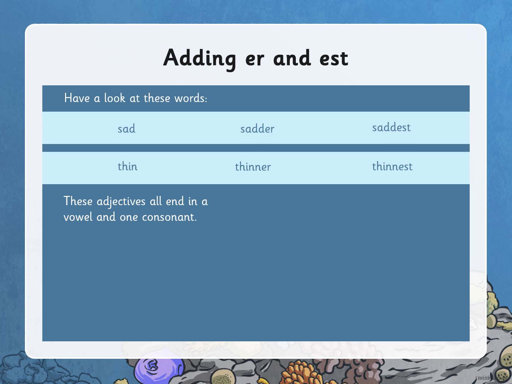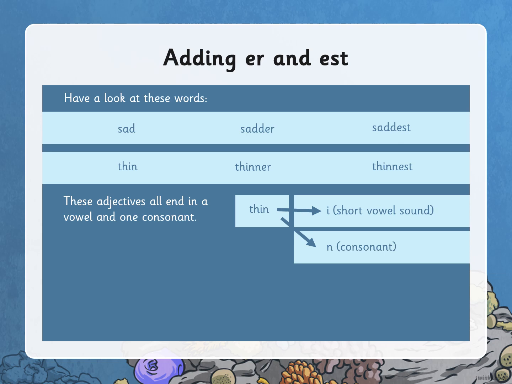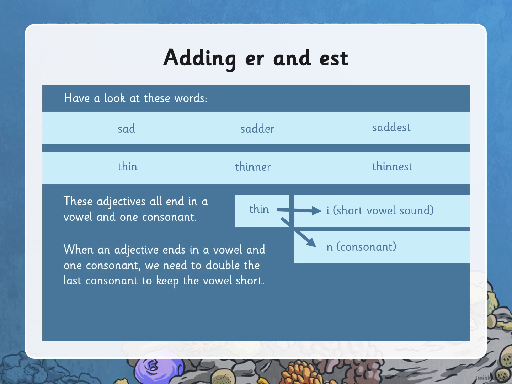These adjectives all end in a vowel and one consonant. So thin has the I as the short vowel sound and ends in the letter N, which is a consonant. So when an adjective ends in a vowel and one consonant, we need to double the last consonant to keep the vowel short. Have a go at adding the ER and the EST suffixes to these words, hot and wet. Pause the video here and write down your answers.